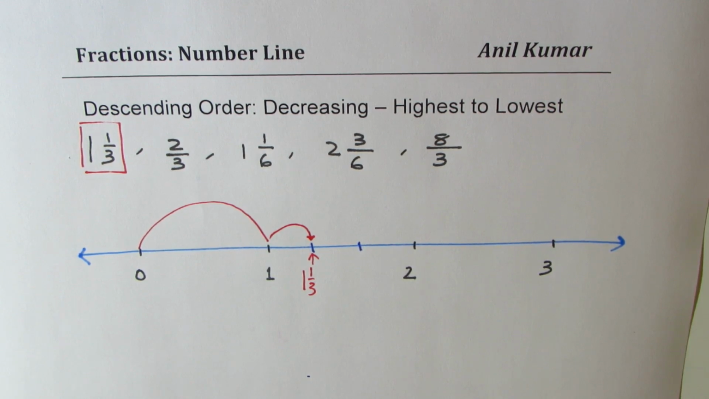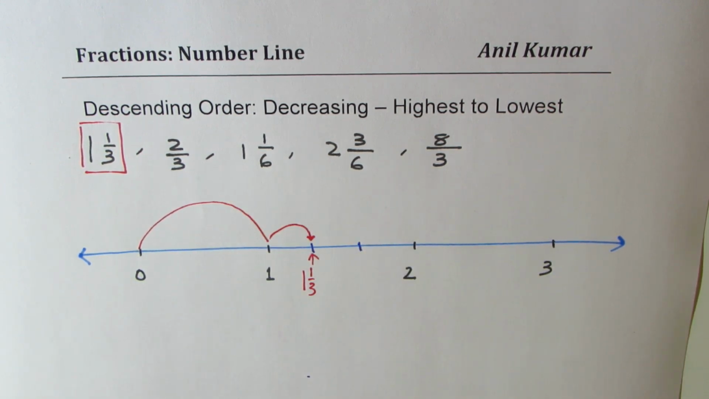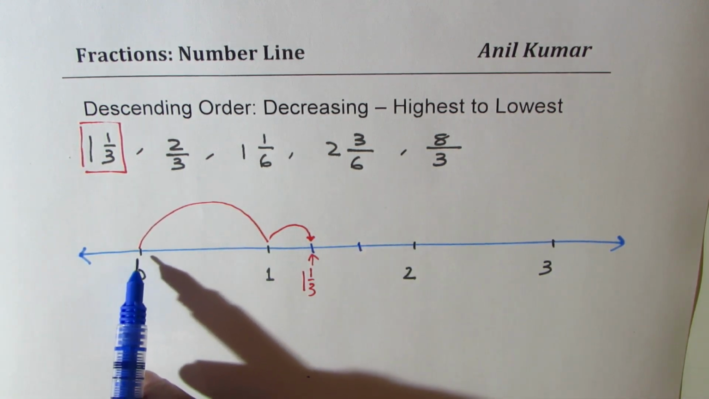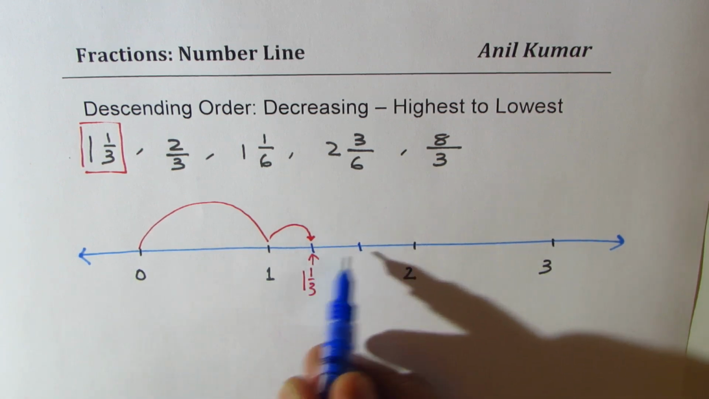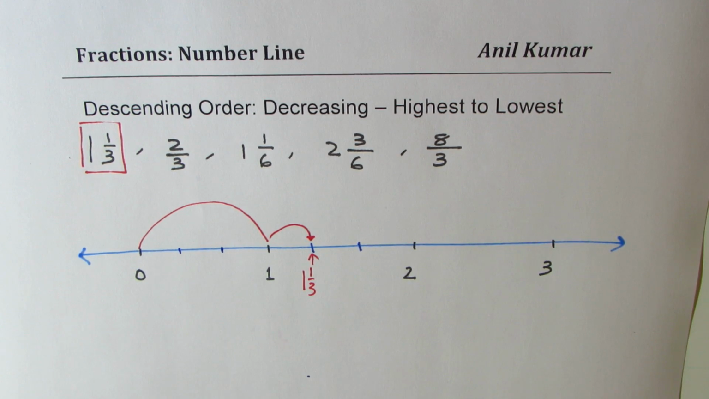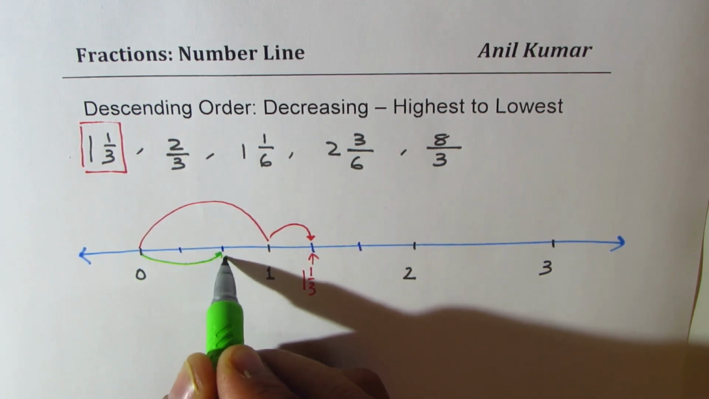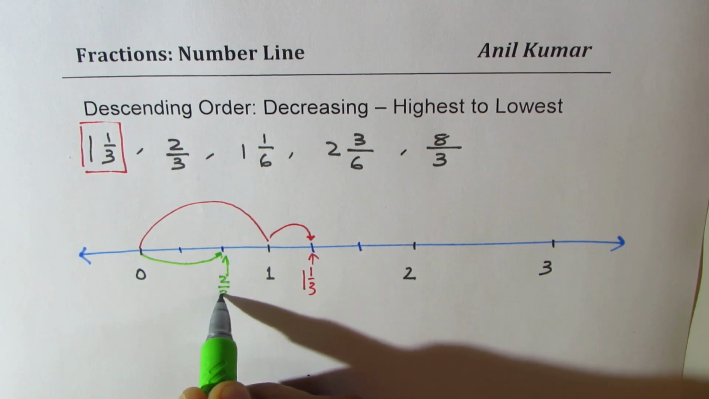Now let's do the next number, which is 2 over 3. So 2 over 3 really means that I'll divide the division marked between 0 and 1 into 3 equal parts again. Okay, and go to the second one, 2 over 3. So from here to the second one, so this number here is 2 over 3.